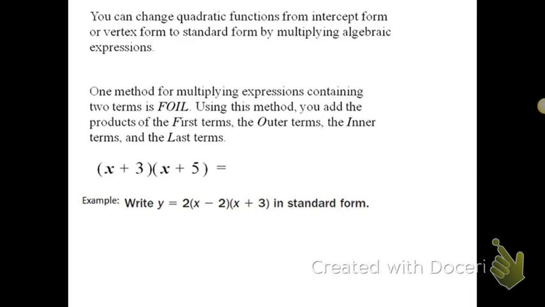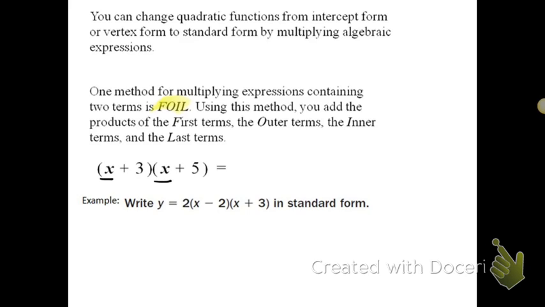Now we're going to take a look at how we can change a quadratic function from intercept form or vertex form into standard form by multiplying together algebraic expressions. One method for multiplying expressions containing two terms is to FOIL. Using this method, you add the products of the first terms, the outer terms, the inner terms, and the last terms together. You may recall having done this in Algebra 1, and the first terms are these guys.